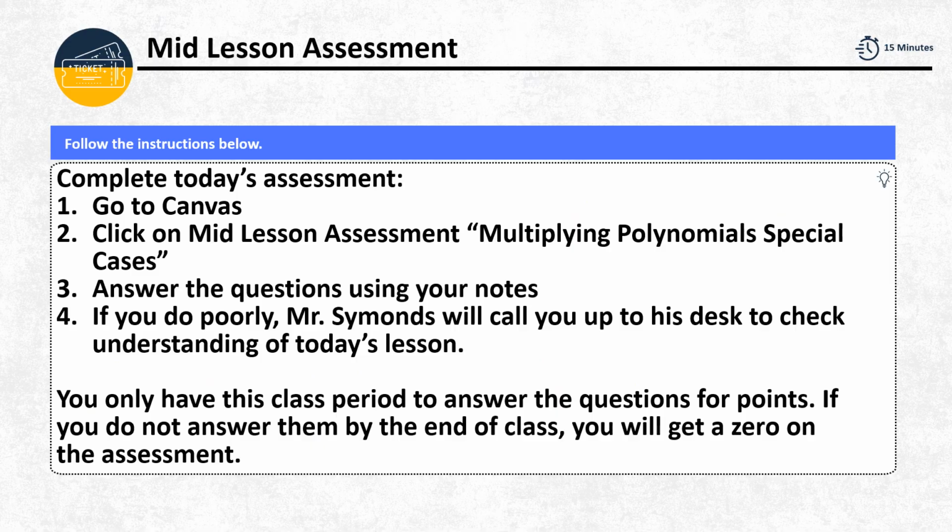Now what I would like you guys to do is go to Canvas and click on today's mid-lesson assessment, Multiplying Polynomials Special Cases. Answer the questions using your notes, and again, you will get points based off correctness, so make sure you try your best and use your notes. Today I'm not here, so I can't pull you to the side and check and see if you did it correctly. But what I recommend is going to Delta Math today and finishing the Delta Math in class, because you definitely have enough time to do the mid-lesson assessment and the Delta Math and finish both within class.